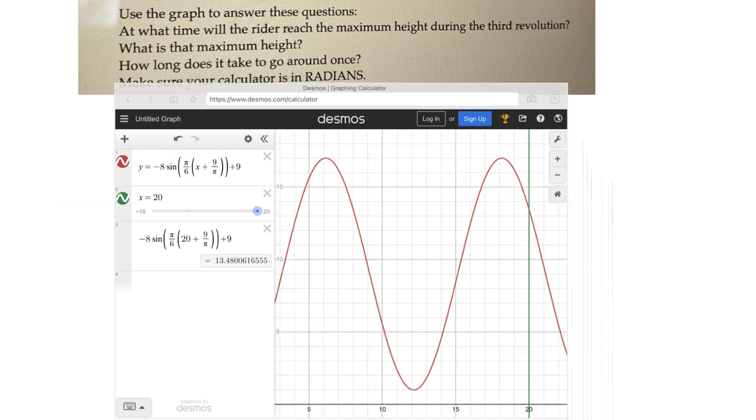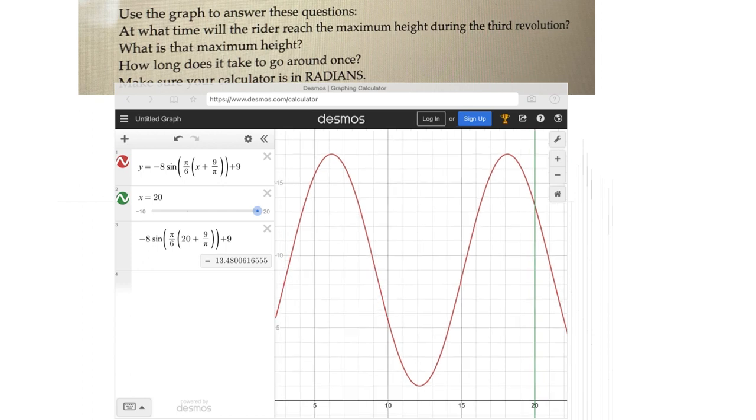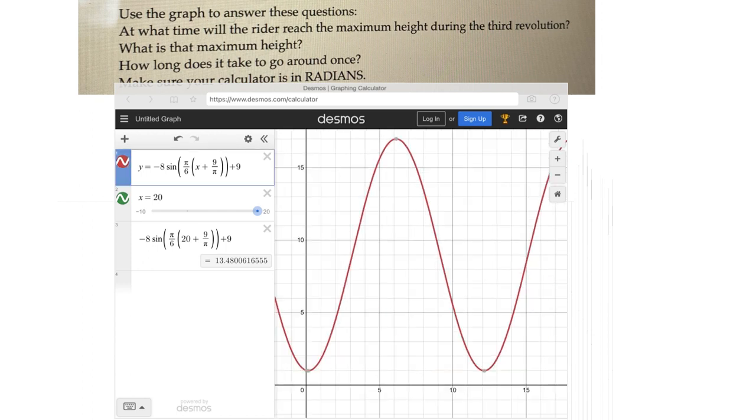How long does it take to go around once? Okay, so I'm starting here right at the bottom. I think that's close to the bottom. And that's 0 seconds. And then here, it looks to be about 12 seconds is how long it takes them to go around once. You could do the period. That's the definition of a period, how long until it starts repeating.